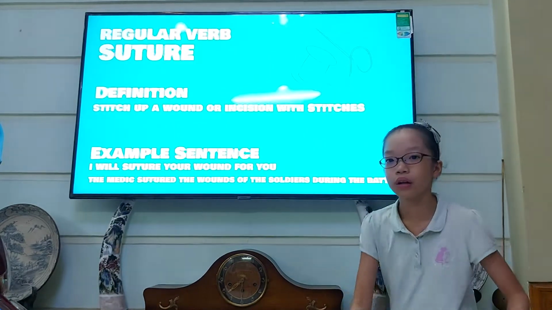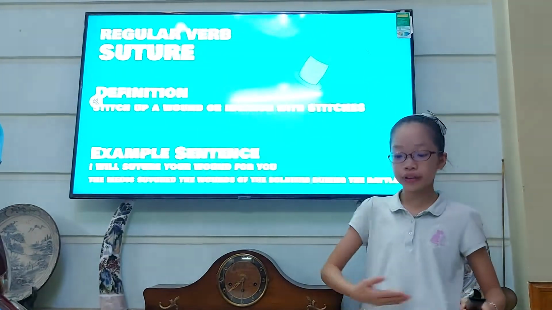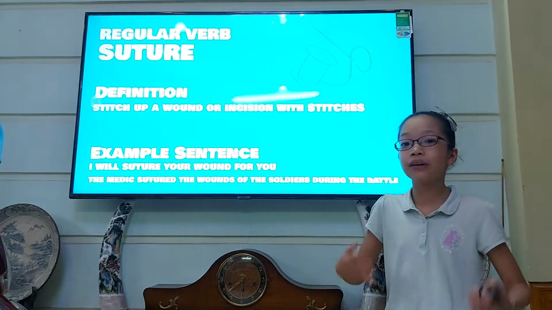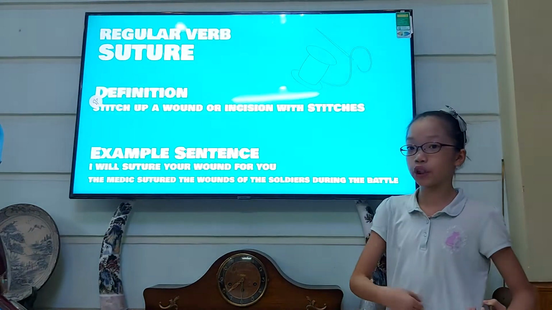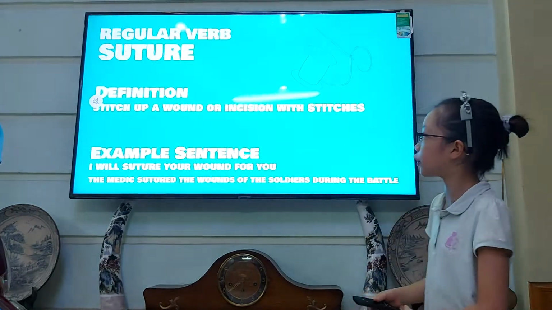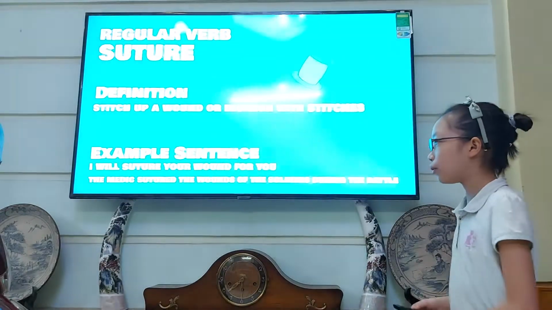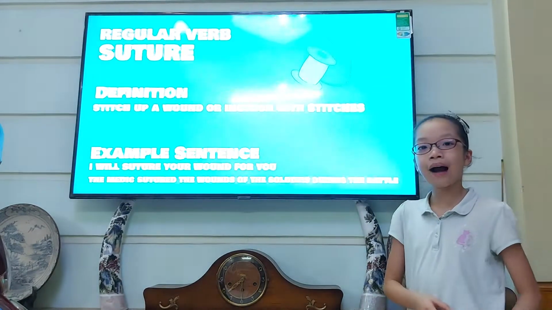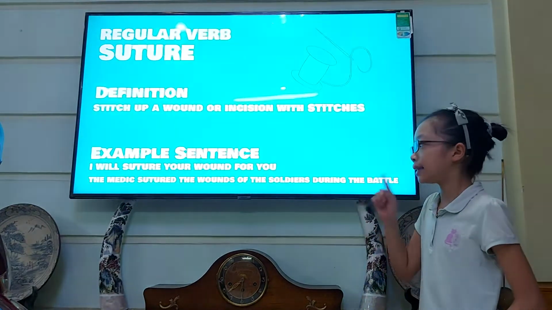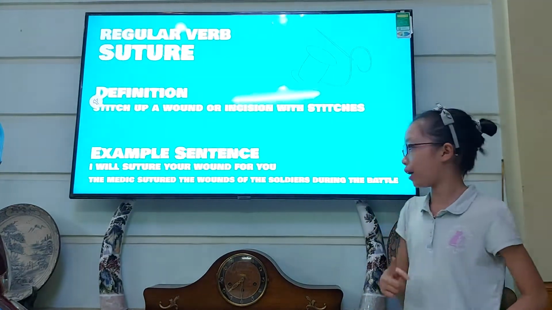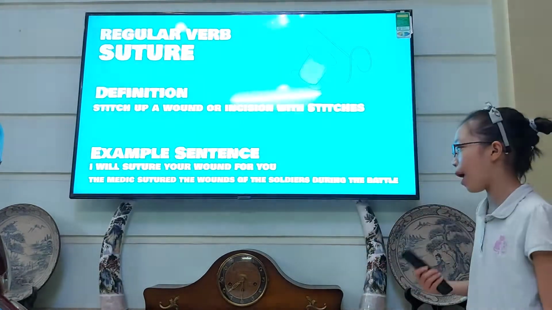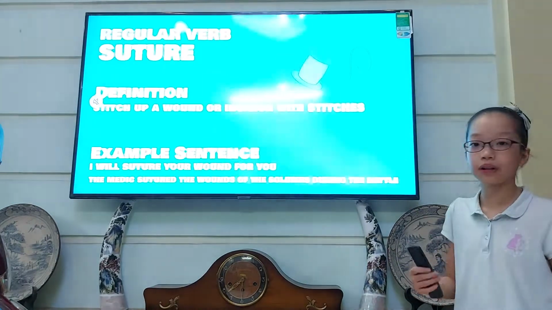For example, when you are pregnant, the doctor needs to cut open your stomach and get the baby out, right? After that, they need to stitch, use some thread to stitch your stomach. So this is stitch. For example, I will stitch your wound for you. After you finish giving birth, the doctor will stitch your wound. Another sentence: the medic stitched the wound of the soldier during the battle.